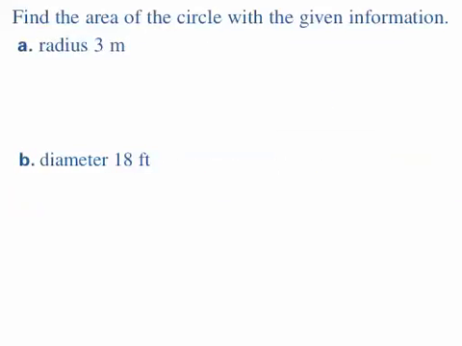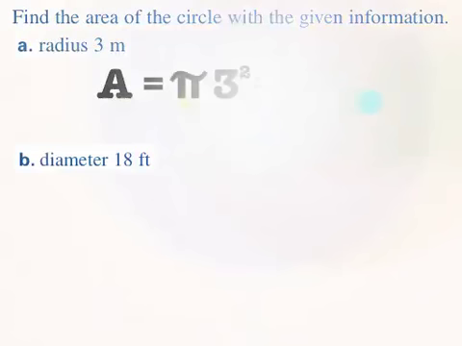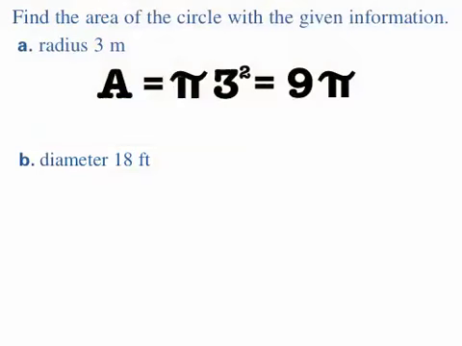This first example asks us to find the area of the circle with the given information. A asks us to find the area of a circle with a radius of 3 meters. Because they've given us the radius, I can just go ahead and plug in 3 to my formula. So the area would be pi times 3 squared. Well, 3 squared is 9. So my area is going to be 9 pi. If they were asking us to leave it in terms of pi, I would say 9 pi meters squared.